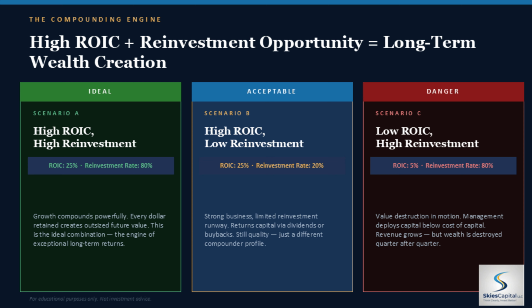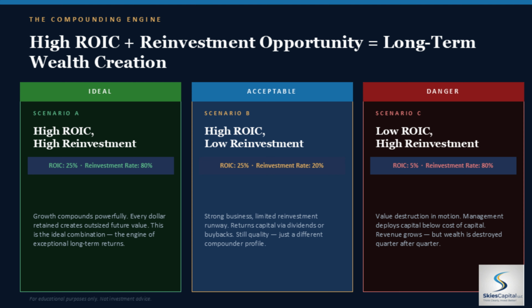3 scenarios, same basic idea, very different outcomes. Scenario A, high ROIC, high reinvestment. This is ideal. A business earns 25% on capital and can reinvest most of its earnings back into the business. That means each new dollar put to work earns a very high return and then gets reinvested again. That is real compounding. This is how great businesses create extraordinary value over long periods of time.